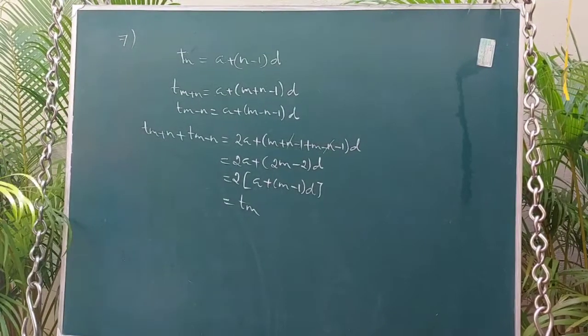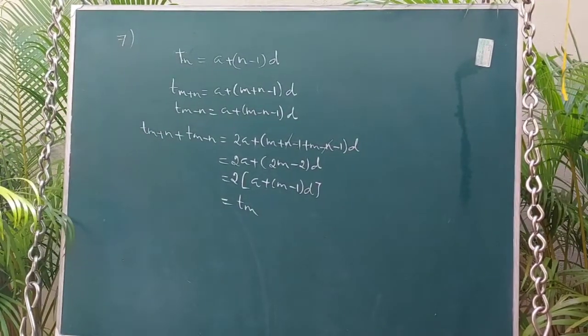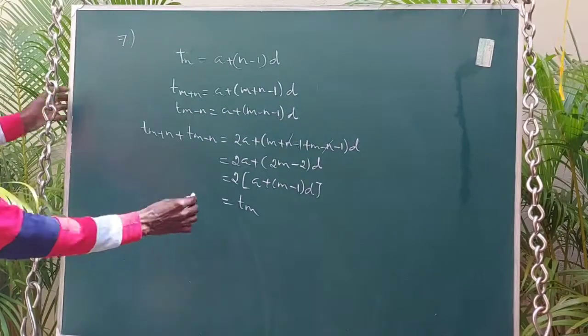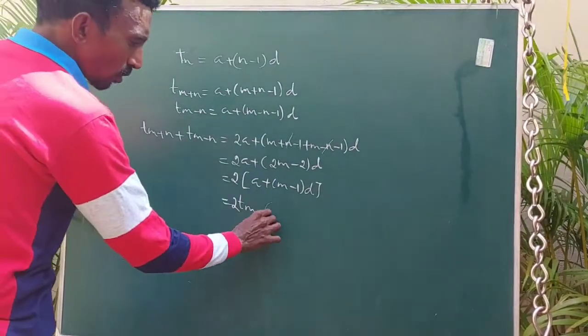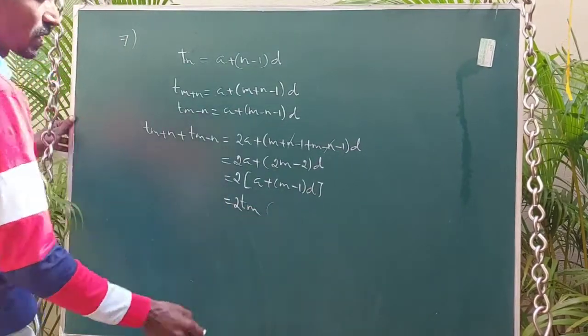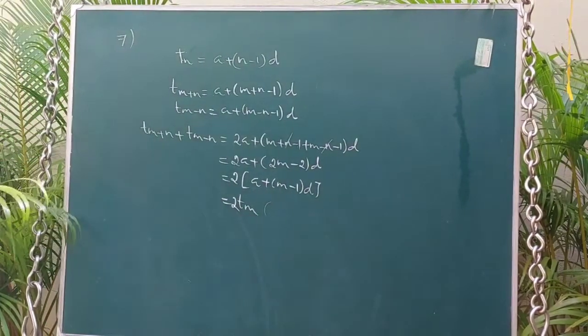So our aim is to prove that the sum of the (m+n)th and (m−n)th terms is equal to 2 times the mth term. Here you can write 2 times the mth term. This is question number 7.